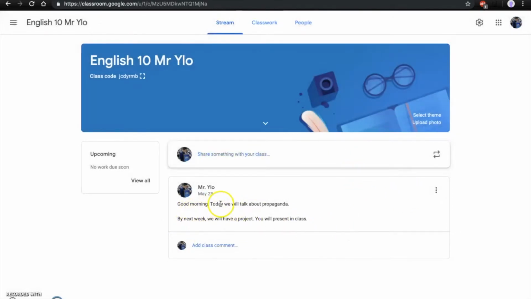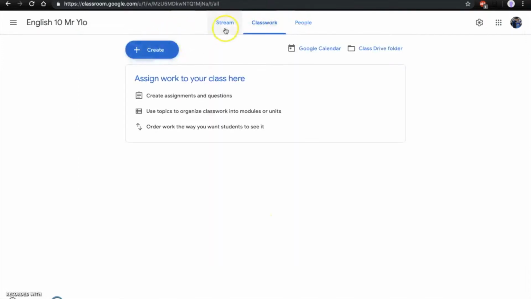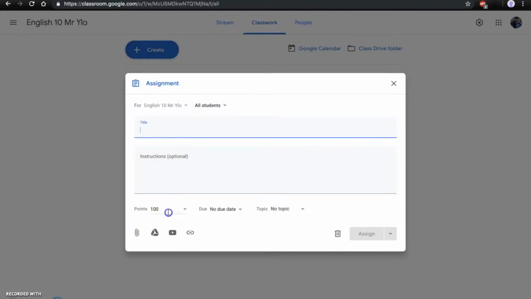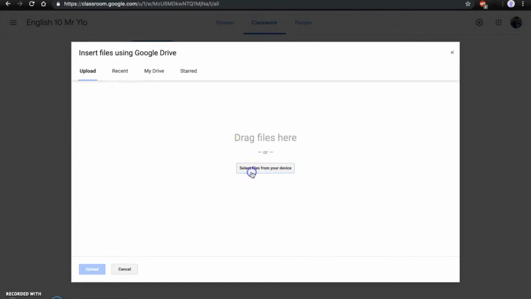Good morning. Today we will talk about propaganda. By next week, we will have a project and you will present in class. So I'm going to add something here, which is an assignment that is ungraded, because it's just going to be a document that I'm going to add, which will be helpful for students to take their notes on.